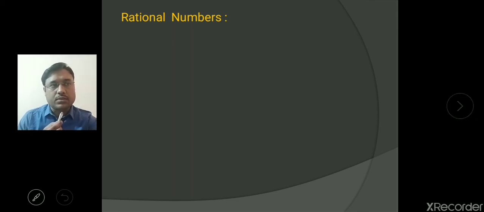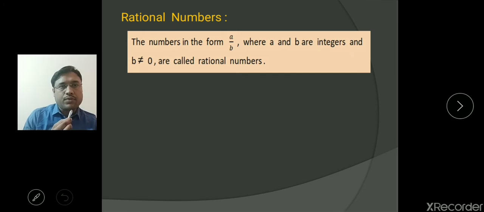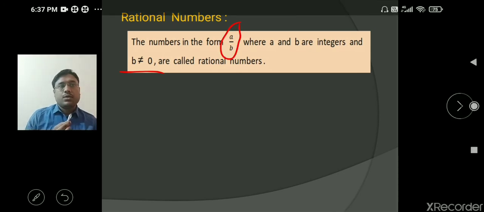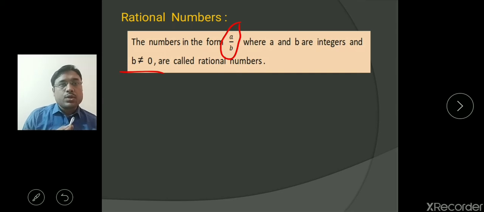You can see the first term is in front of you, rational numbers. What we can understand from this is that the numbers in the form of a by b, every number in the form of a by b, where a and b are integers and b is not equal to 0, the denominator b is not equal to 0 here. Such numbers are called rational numbers.